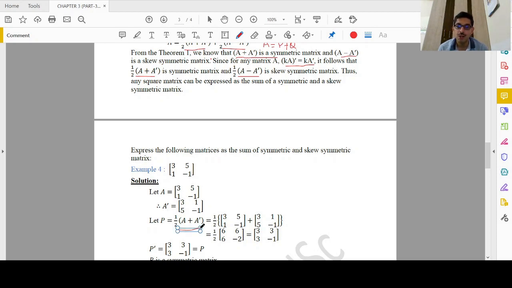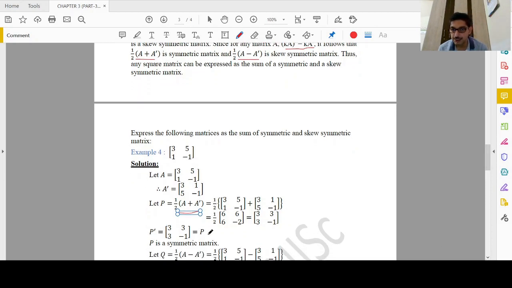In theorem 1, we have proved that A plus A dash is symmetric. So half of (A plus A dash) is symmetric. So now half of the sum of the matrices A and A dash. So that will come as half of 6, 6, 6, minus 2. So P we got as 3, 3, 3, minus 1. Now we have to check whether P is symmetric. For that we have to find P dash. So P dash is coming as P. So P is a symmetric matrix.